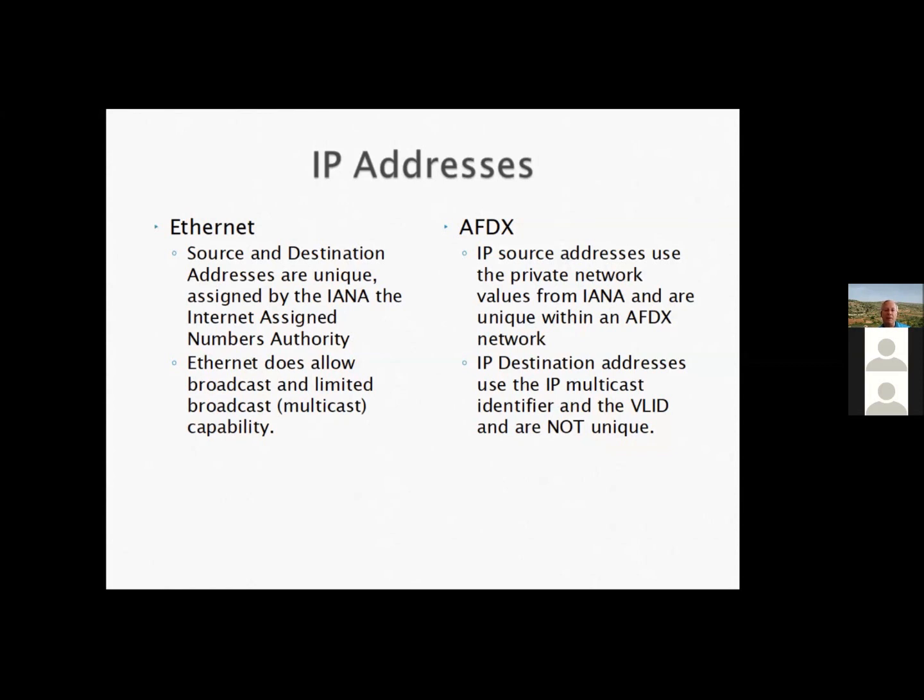In addition, IP destination addresses always use multicast, because that's the nature of what we just described as a VLID, that a VLID may go to multiple boxes. And therefore, they're not unique. So the altitude information might go to a screen that the pilot can look at. It might also go to the autopilot. It might also go to the black box. In fact, it'll almost certainly go to at least those 3 things, and possibly quite a few others. So we don't have this point-to-point concept in AFDX, but rather one transmission can go to multiple destinations.